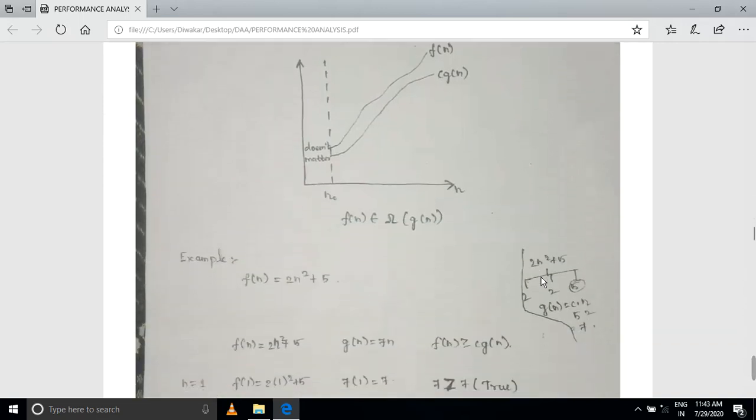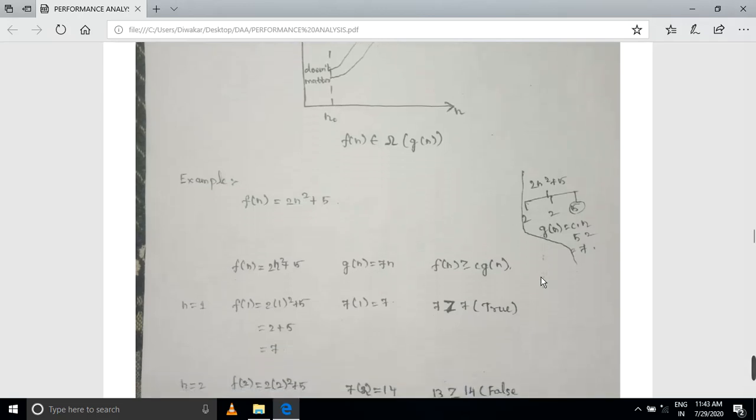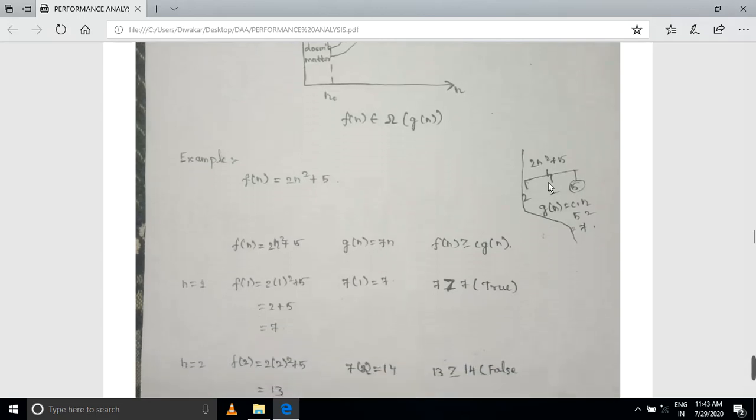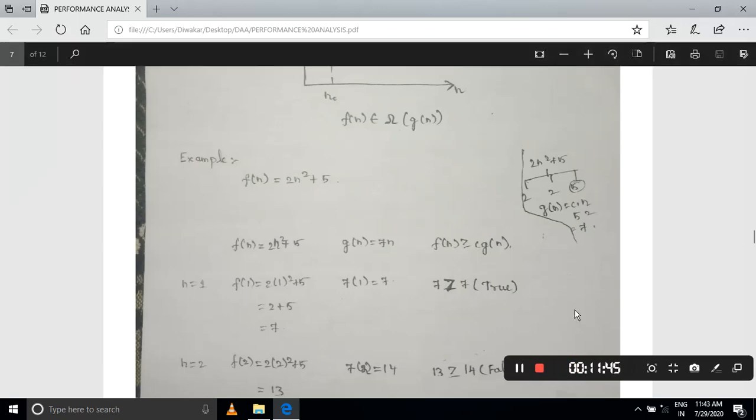Example, same thing: we declare 2n square plus 5, then g of n equal to 7n, I will mention that. Why? Because we are declaring this for the lower bound, c into n, so we declare the n terms, and 5 is the constant. Then if n equal to 2, 5 plus 2 equal to 7, 7 into n. The first condition will be true, 7 greater than or equal to 7. You have to check the next condition also, whether it is true or false, but the next condition fails, so for n equal to 2 the next condition will fail.